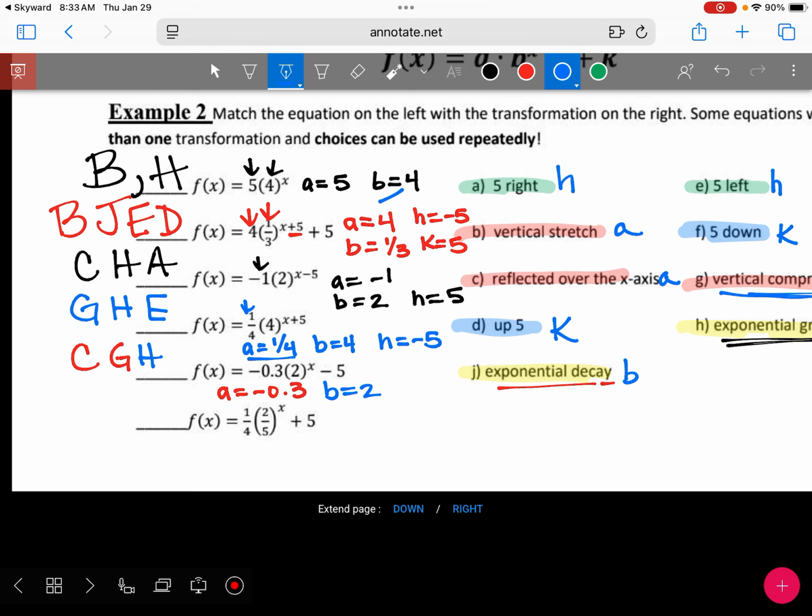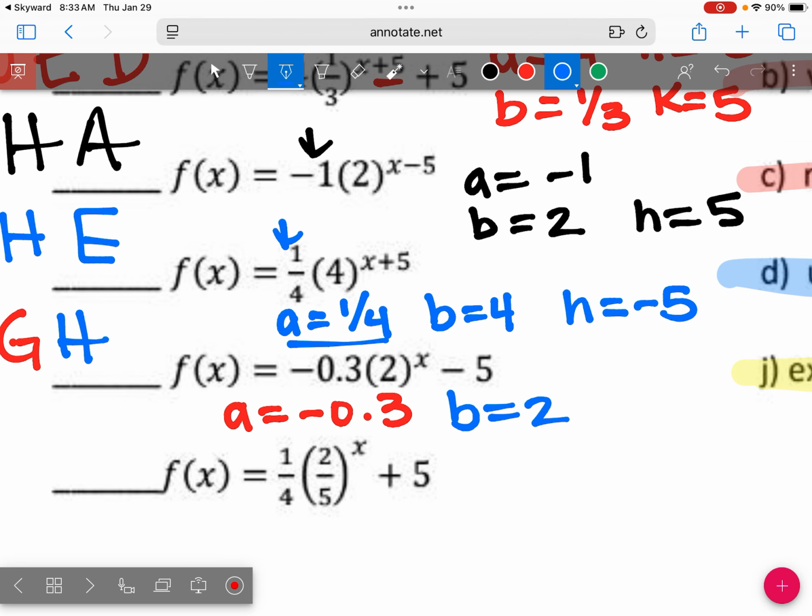Now, in my exponent, do you notice how that X doesn't have anything with it? That means H is 0. So this one does not go left or right. But that -5, that's K. So K is -5, which is going to make it do what?